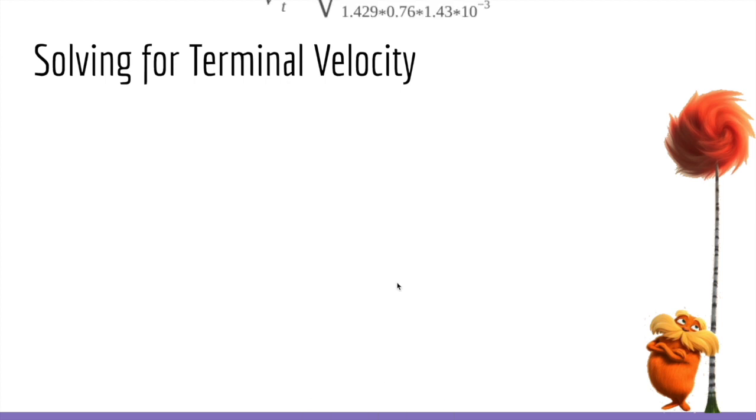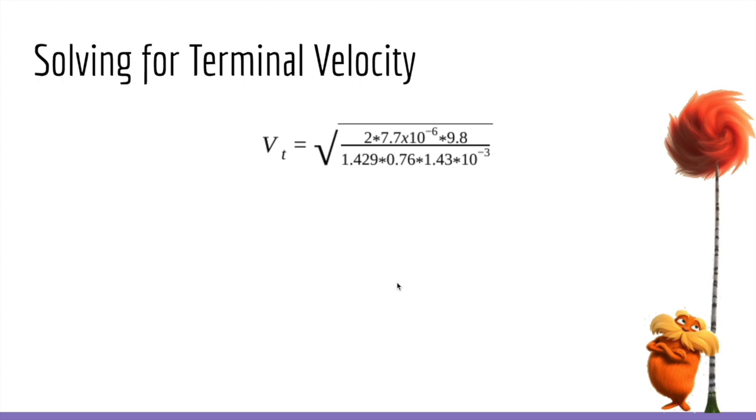Now, to solve for the terminal velocity, first all the numbers are plugged in, and then we are given a result of 0.312 meters per second, which I believe is reasonable because that seed is falling very slow.